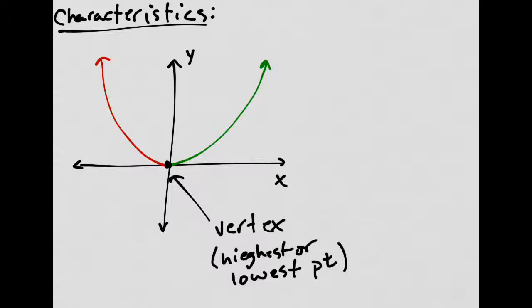We also talked about the line in the middle. If we cut this in half, this side is mirrored. It's almost the same as that side. This is called the axis of symmetry. So the dotted line in the middle is called the axis of symmetry.